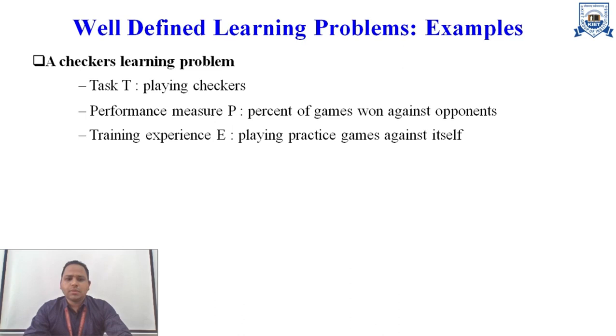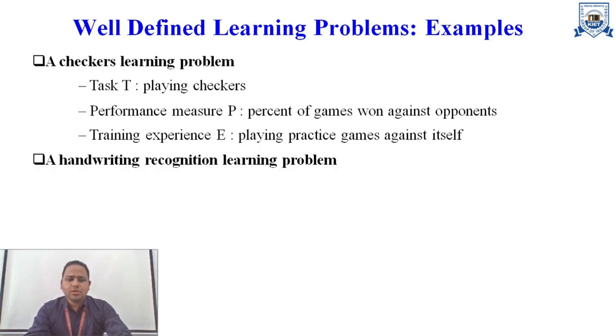Okay, now the performance P for this problem is the percent of games won against opponent. So how many times we played and how many times we won the game, that is our performance measure. So we want the maximum performance measure. And what kind of training input are we providing? The computer, the machine, is practicing or playing the game against itself again and again, iteratively. So it gains experience, so that it can come out with this percentage of games won.